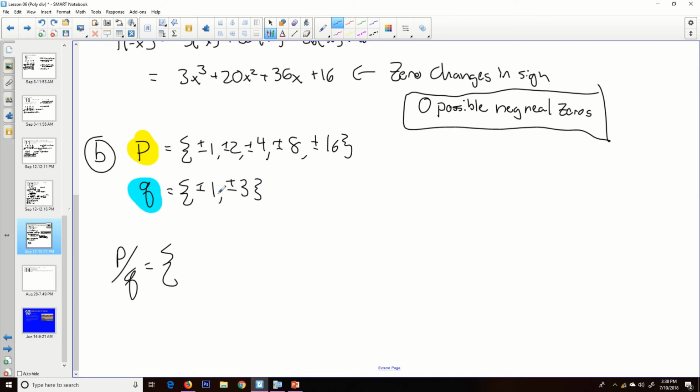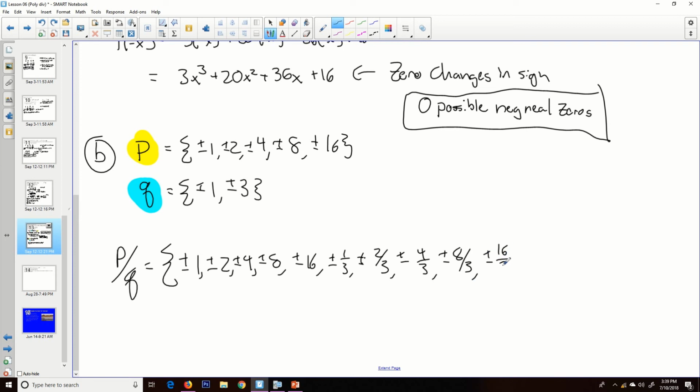So I got 1 over 1, 2 over 1, 4 over 1, 8 over 1, 16 over 1. That's just going to be those values again. So plus or minus 1, plus or minus 2, plus or minus 4, plus or minus 8, plus or minus 16, and then 3 doesn't divide any of those, so I also have to do it for 3. So plus or minus 1/3, plus or minus 2/3, plus or minus 4/3, plus or minus 8/3, and then plus or minus 16/3. Now, 1, 2, 3, 4, 5, 6, 7, 8, 9, 10 possible, times 2, actually 20 possible rational zeros.